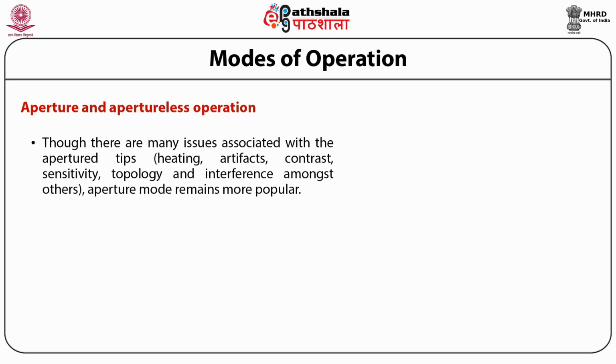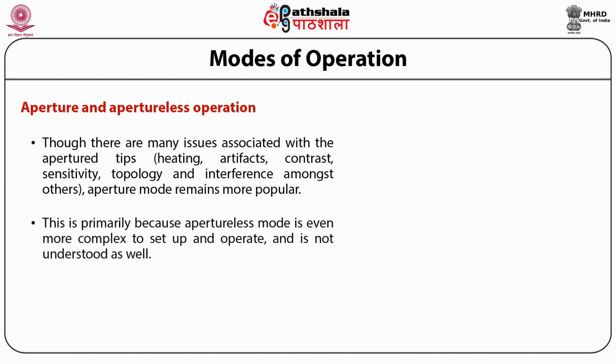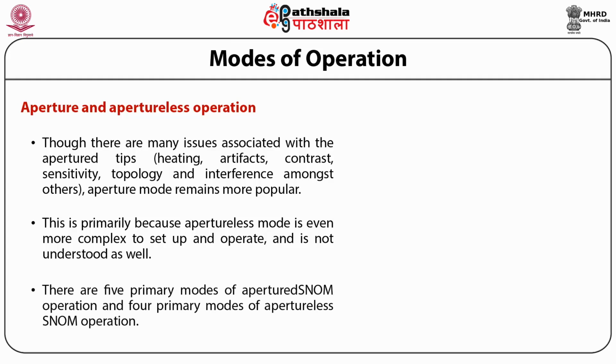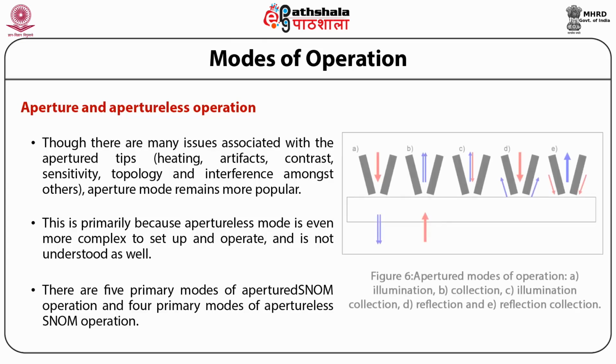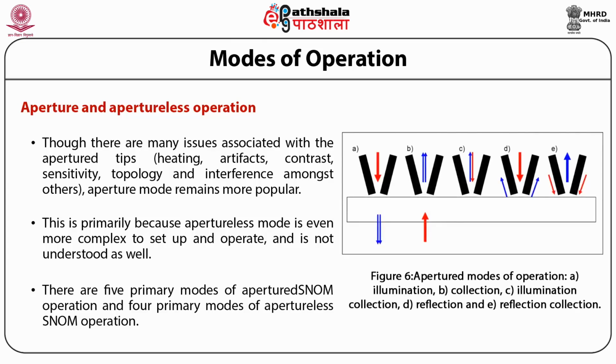There are many issues associated with the aperture tips, that is, heating, artifacts, contrast, sensitivity, topology, and interference, amongst others. But still, aperture mode remains more popular. This is primarily because apertureless mode is even more complex to set up and operate and is not understood as well. There are five primary modes of aperture SNOM operation and four primary modes of apertureless SNOM operation. The major ones are illustrated in figure 6.